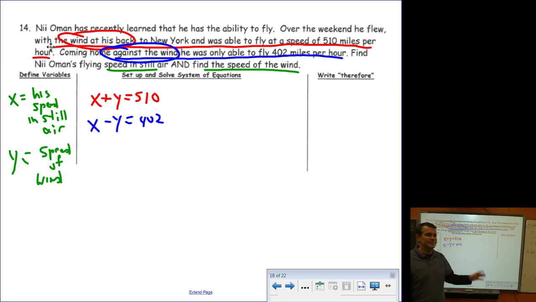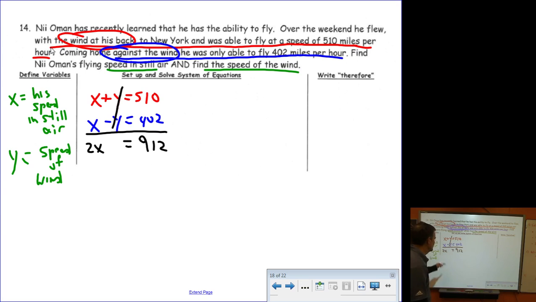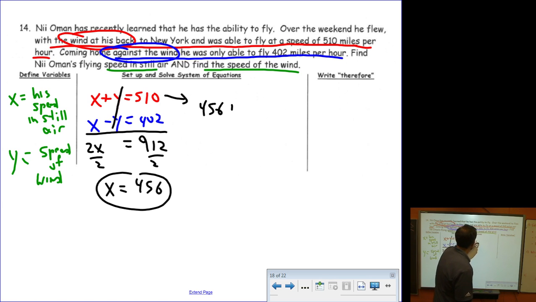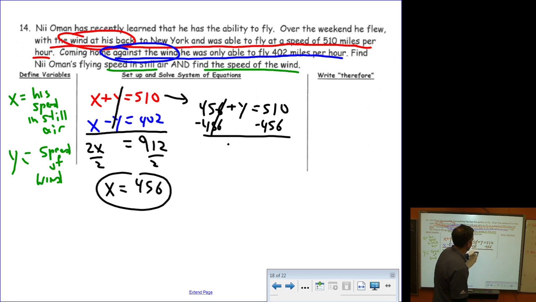And of course, these are the easiest kind to solve because they are perfectly set up for elimination. I can go ahead and add these together, and the y's cancel themselves out. And this would be 912. And if I divide both sides by 2, I find out that x equals 456. And if I plug that back into the first equation, 456 plus y equals 510. Then I can subtract 456, and I would get y equals 54.